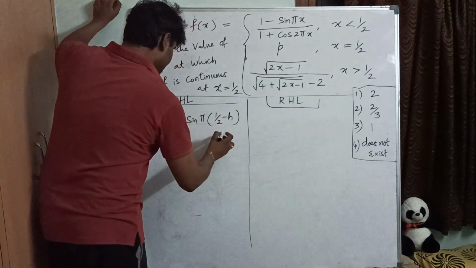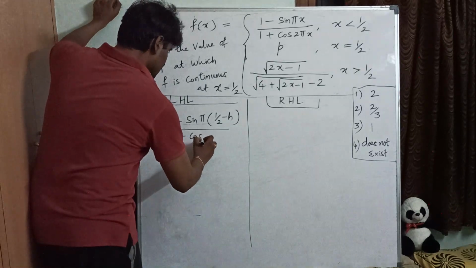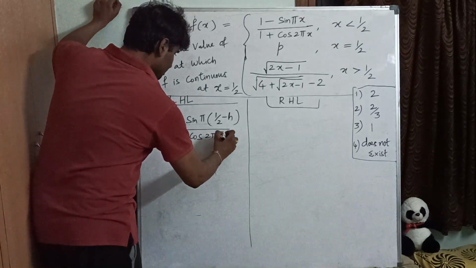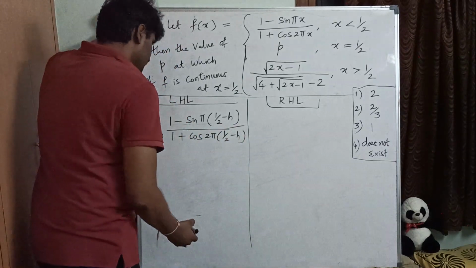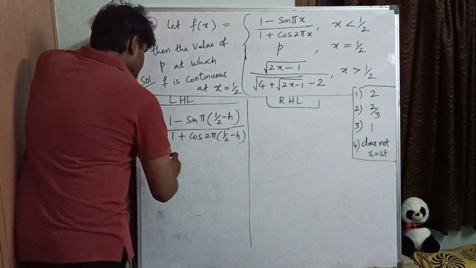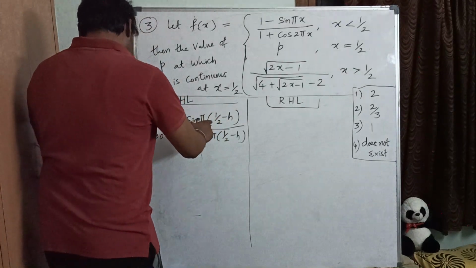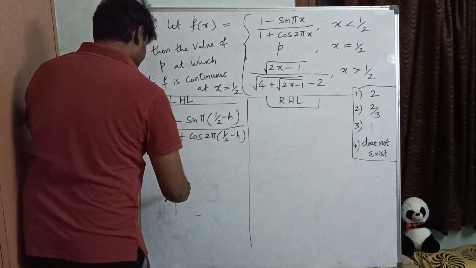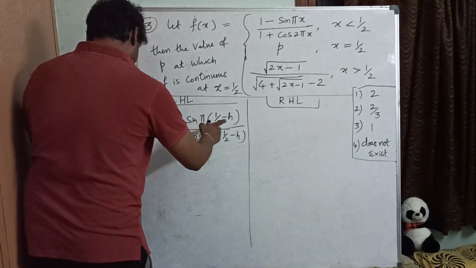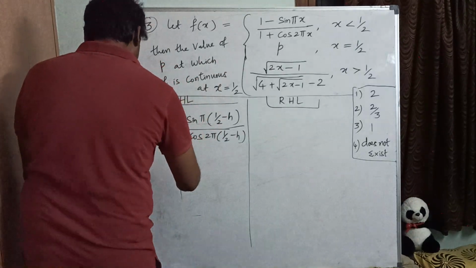Okay, so 1/2 minus h. In the denominator also, 1 plus cos 2 pi into (1/2 minus h). Hope you can understand. Now if you observe, sin of pi/2 minus pi h, when I take pi inside, what will you get? cos pi h. So in place of x we are substituting that.